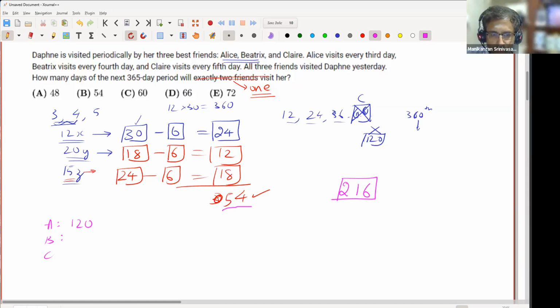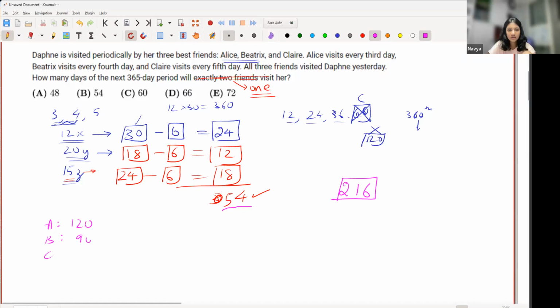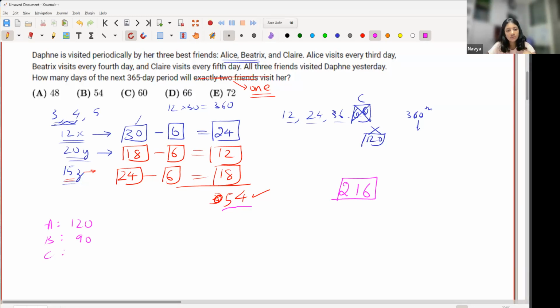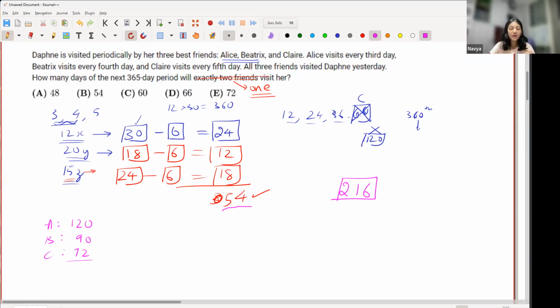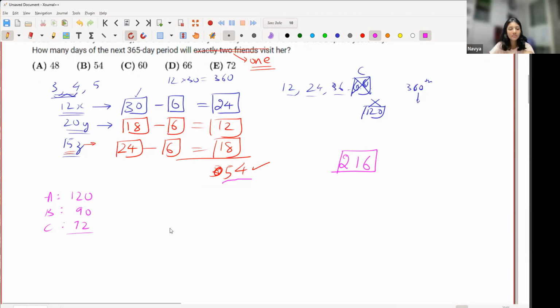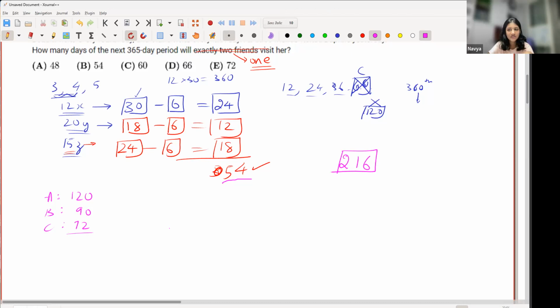So A is 120. B is how many? 90. And this is 72. Okay, so this counts for A, B, and C. And then I'm double counting the days A and B visit together, B and C visit together, and A and C. So then I subtract that: minus 30, minus 18, and minus 24.